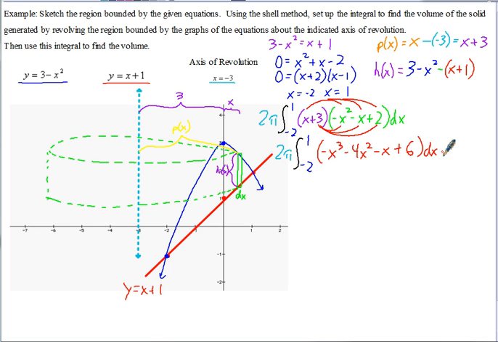And now we can go ahead and integrate it. So we have 2 pi on the outside. And we integrate that, you get -x to the 4th over 4, minus 4x cubed over 3, minus x squared over 2, plus 6x, evaluated from -2 to 1.